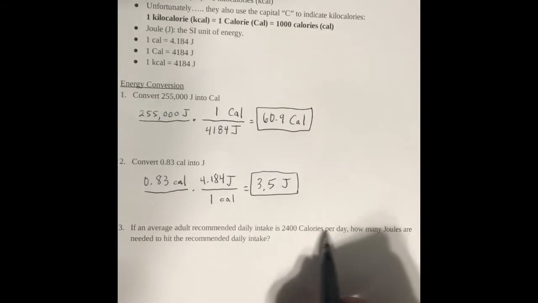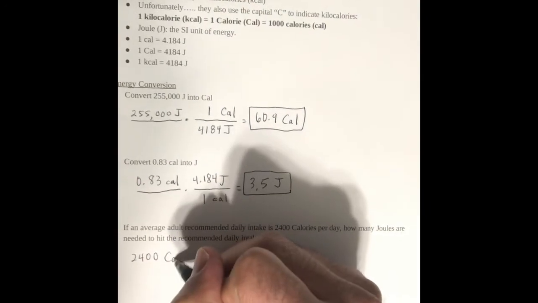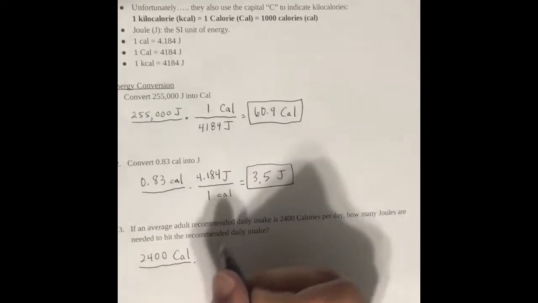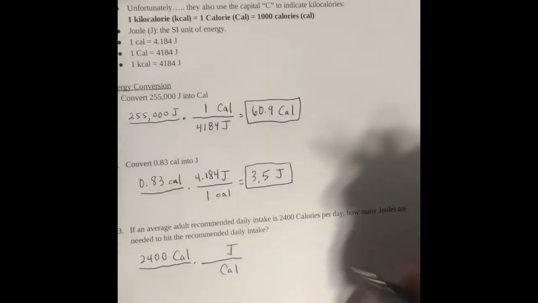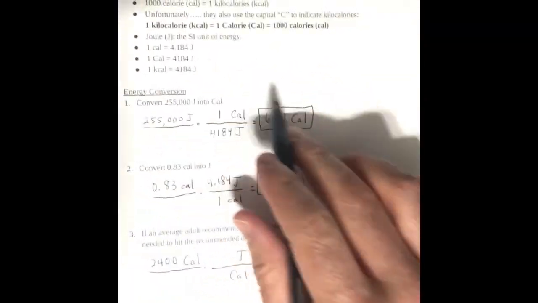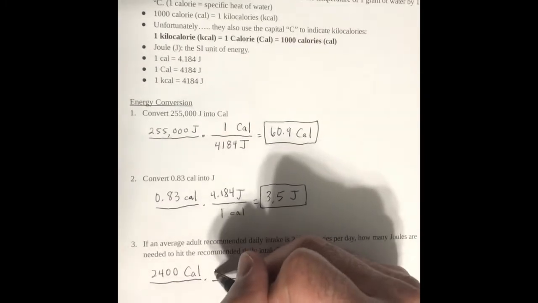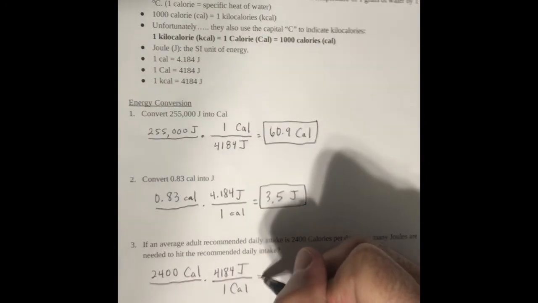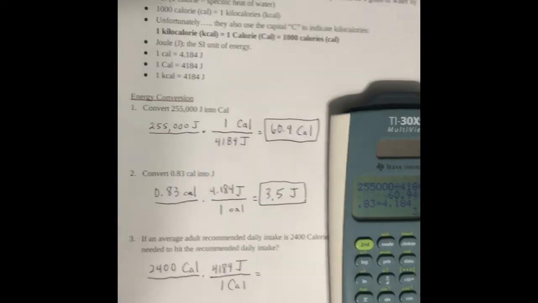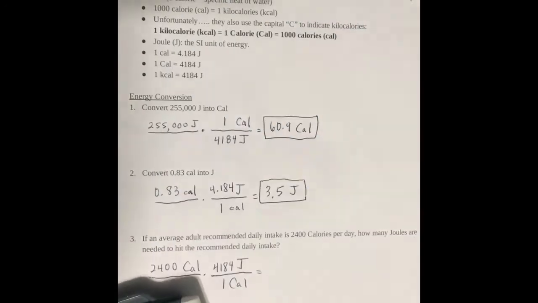So we write down the beginning, which is we know that in big C calories, it's 2,400 big C calories. And we're going to convert with dimensional analysis. Big C calories at the bottom, and we want to turn it into joules, like that. So we know from up here it is 4,184 joules for 1 big C calorie. And we do the math. And we get, so significant figures, there's 2.